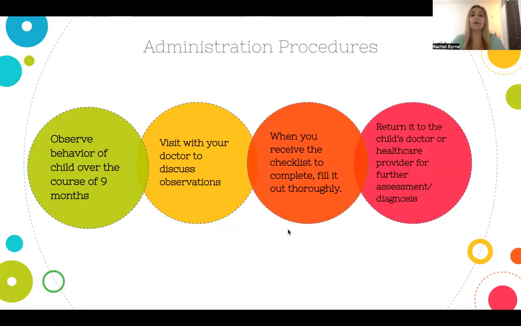So then here's more of the administration procedures that I talked about. Observe the behavior of children over the nine courses a month. Visit your doctor to discuss observations. And then when you receive the checklist to complete, fill it out thoroughly, and then return it to the children's doctor so that the healthcare provider can further assess and diagnose the student.